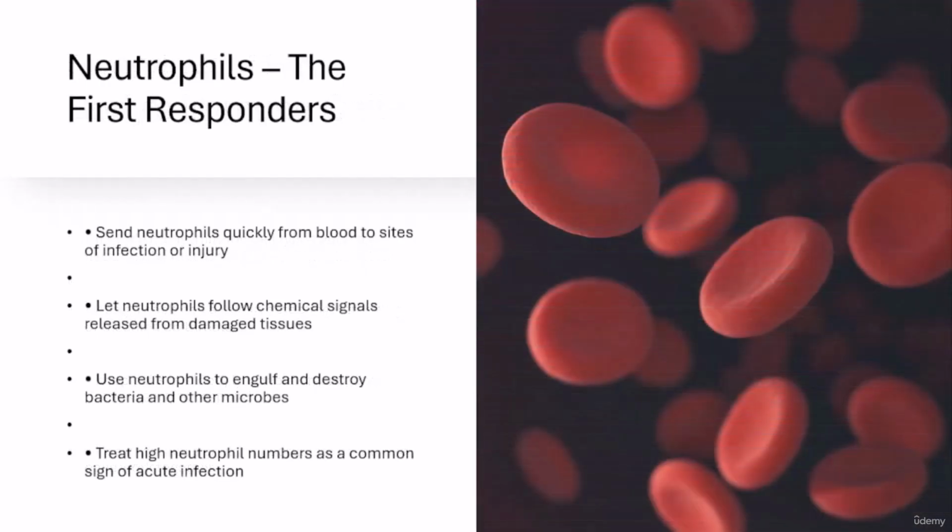Neutrophils usually arrive first when there is an infection or injury, and they move quickly from the blood into the tissue where they chase bacteria and swallow them. They act fast but do not last very long, and this is why the body must keep producing them at a steady rate. Their presence in large numbers is often a sign that the body is facing an active infection.